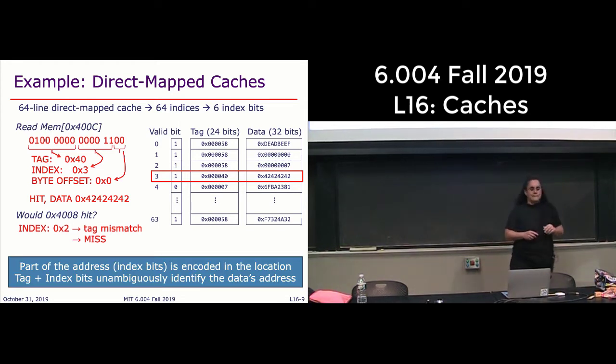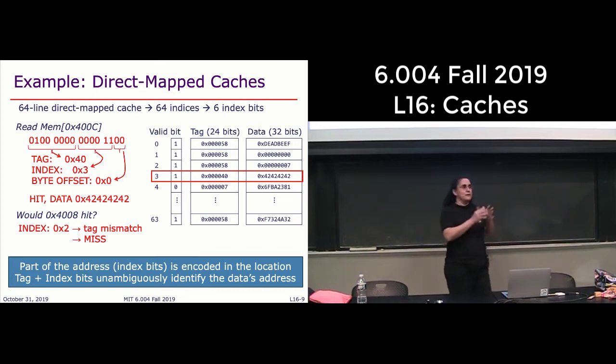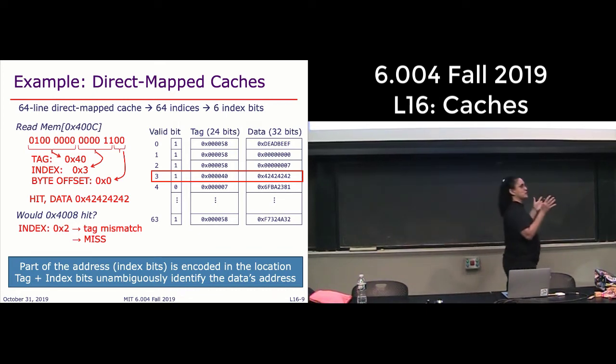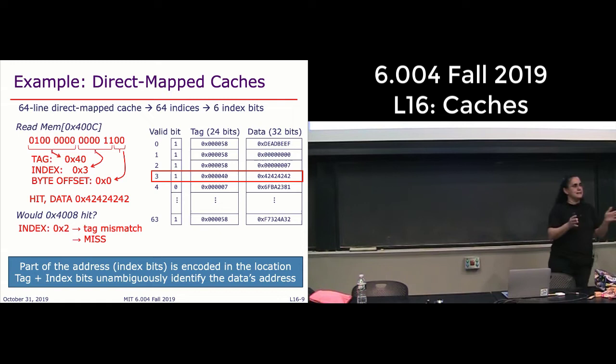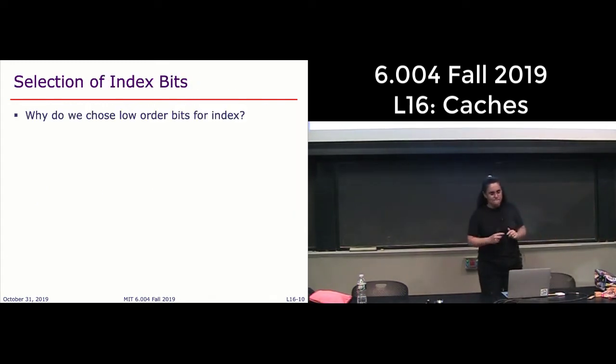All right, and this just summarizes the fact that we don't actually need our tag to be 32 bits wide. It's 32 bits minus the number of index bits minus those 2 bits of the byte offset.